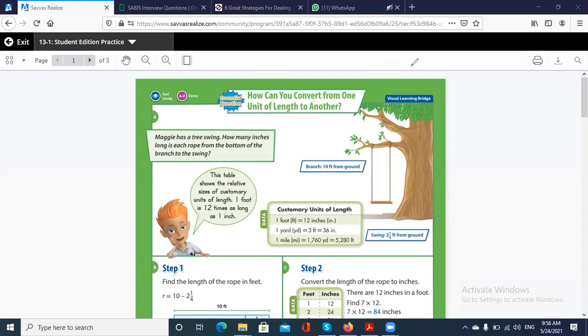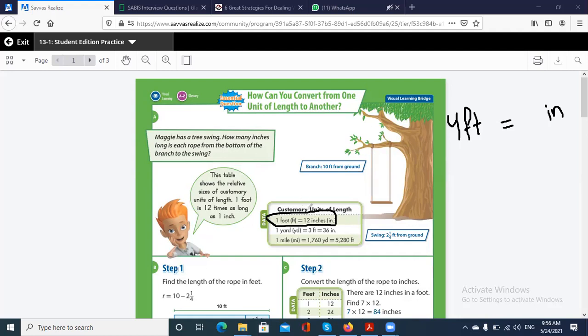Now let's try to solve one. Suppose I told you that I have 4 feet and I want you to find that in inches. What would you do? Feet with inch. You go to the table and look where you have feet with inch. So this is the feet and the inch.